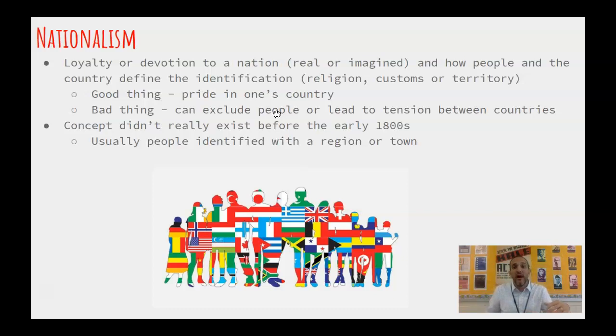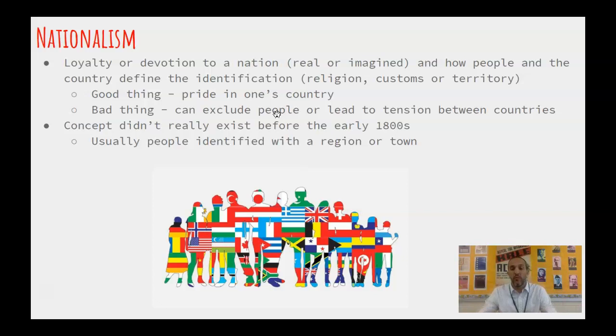This can be a good thing. Pride in one's country is good, and we'll get more into the good and bad in a second. But just to point this out now, there is a good side of this. Pride in one's country is not a negative thing. It is generally seen as a very positive thing to be prideful in the country that you are from. It can be a bad thing in that it can exclude people. It can say, you aren't our religion, you aren't our customs, you weren't born in this territory, therefore you are not us. You are something different, and therefore we don't consider you part of our country or nationalism. It can also lead to tension between countries, which should be obvious, where one country says we're better than you, and it leads to fights.